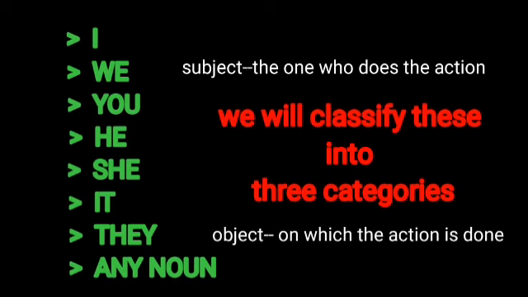And in these 8 words, we can easily notice that I, he, she, it, and any noun come under singular, we and they come under plural, and at the same time, you is considered for both singular as well as plural. And now we're going to classify these 8 words into 3 different categories: first person, second person, and third person.